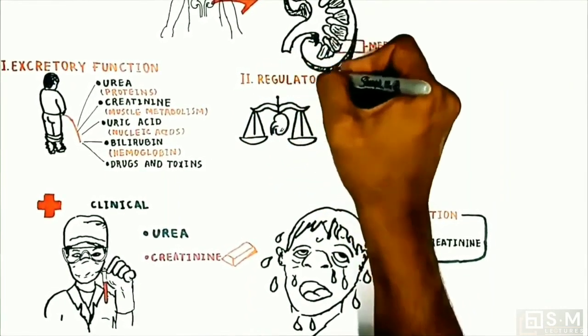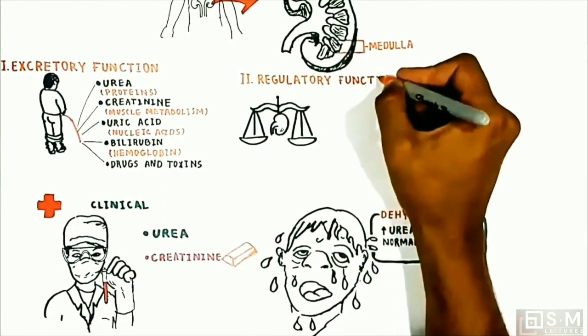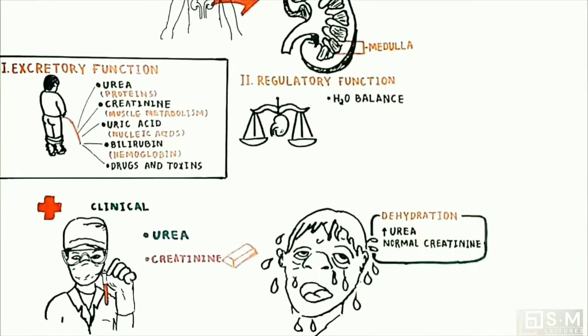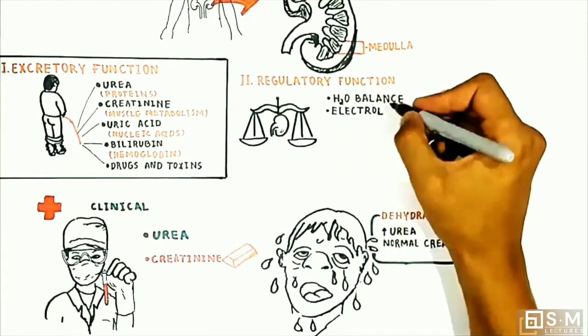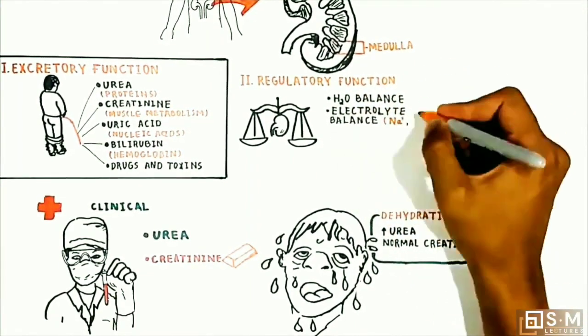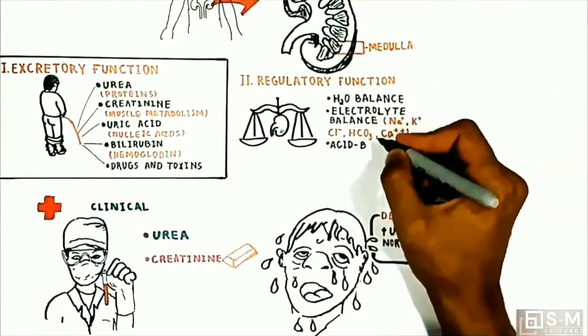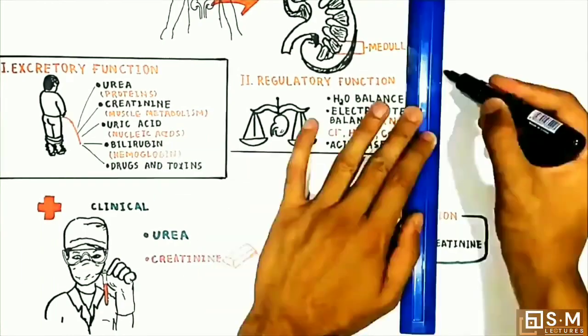The second function of the kidneys is regulatory function. First, the kidneys regulate water balance, meaning even if you drink more, more water will be removed from your body. The less water you drink, the more water the kidneys retain in the body, preventing dehydration. The second regulatory function is the control of electrolyte balance, like sodium, potassium, chloride, bicarbonate, calcium, etc., and of course acid-base balance.